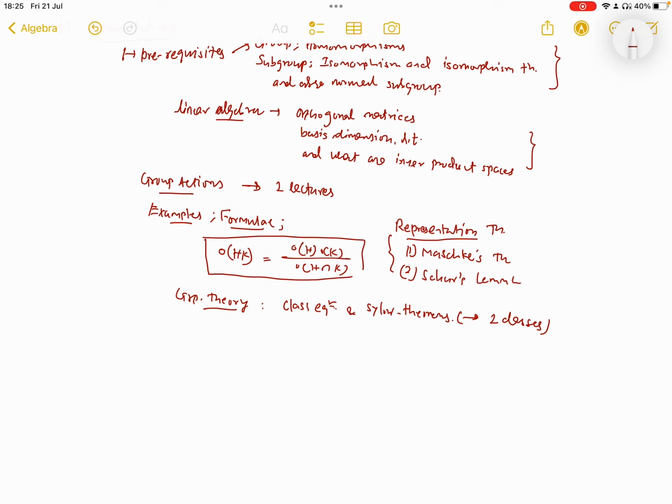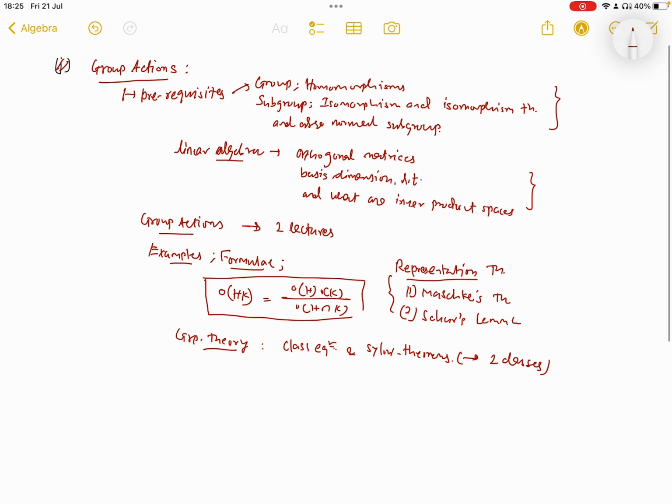Then we will see an example of a simple group, that is a group having no non-trivial normal subgroups. That is, the only two normal subgroups are the identity and the entire group. So those things will come later. First, I will start with the group actions. Then we will move to representation theory for a bit, for one lecture maybe. And then I will again come back to group theory to discuss, say, class equations and Sylow theorems.